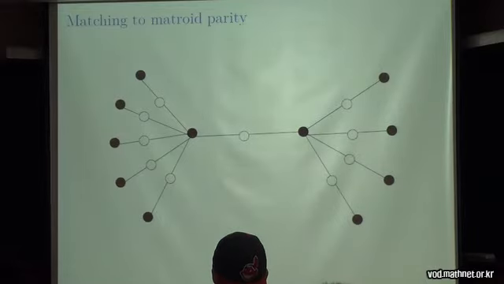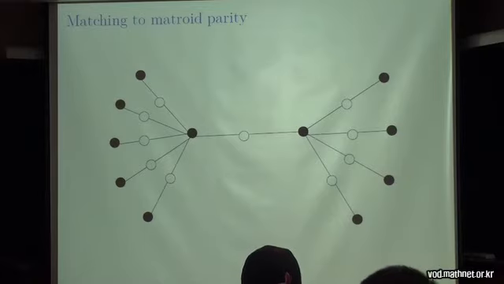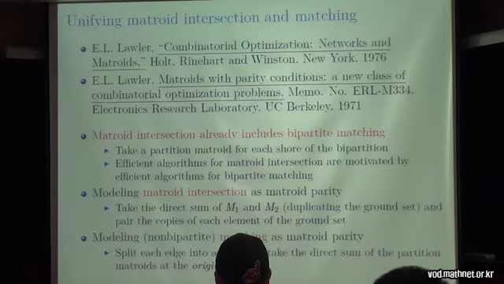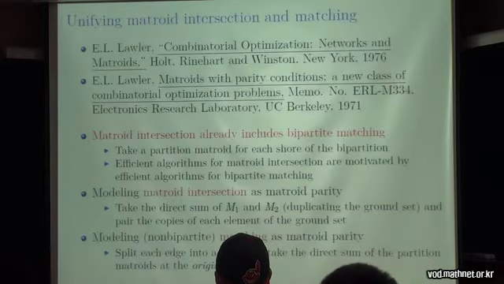And Lawler conjectured back in the 70s that you could do this in polynomial time. And he had some partial results, which unfortunately were partially wrong. And Lovász actually proved, where is it?